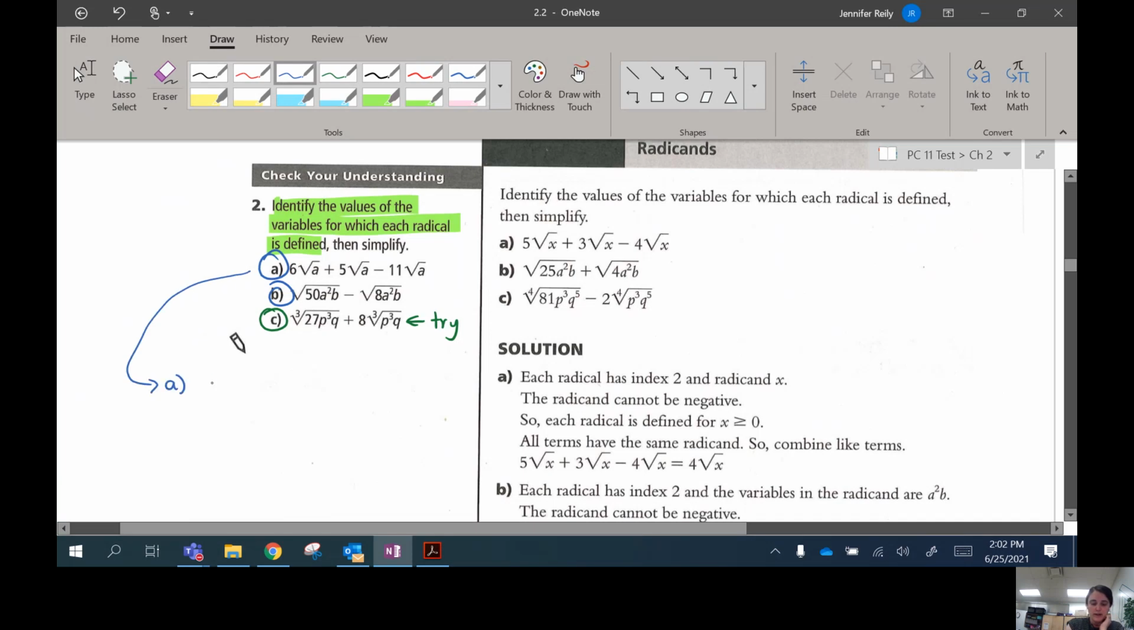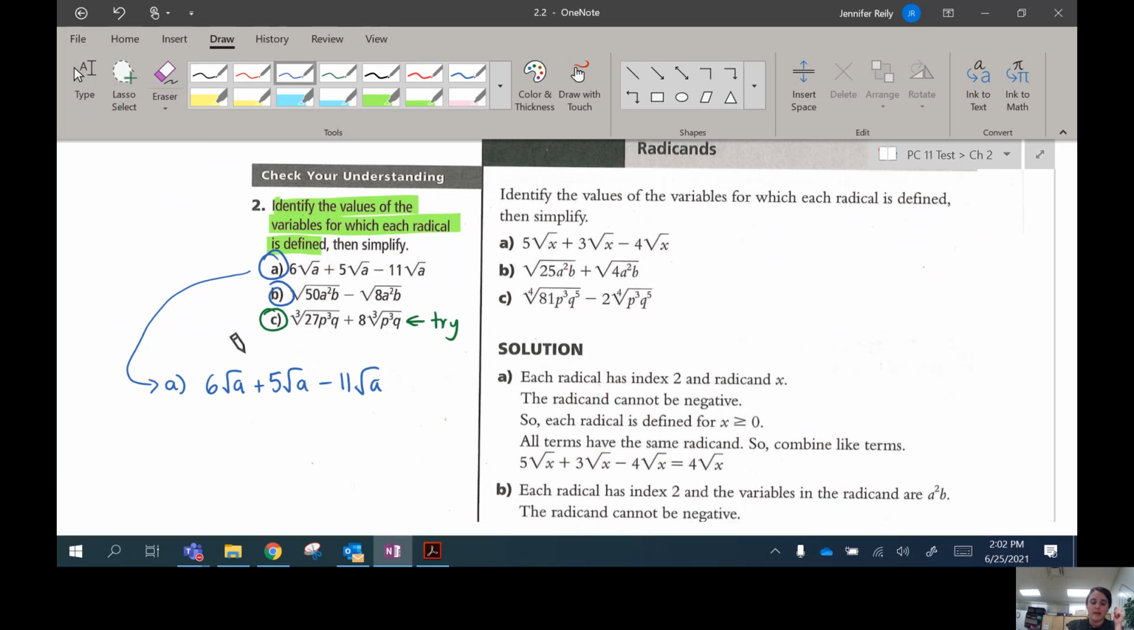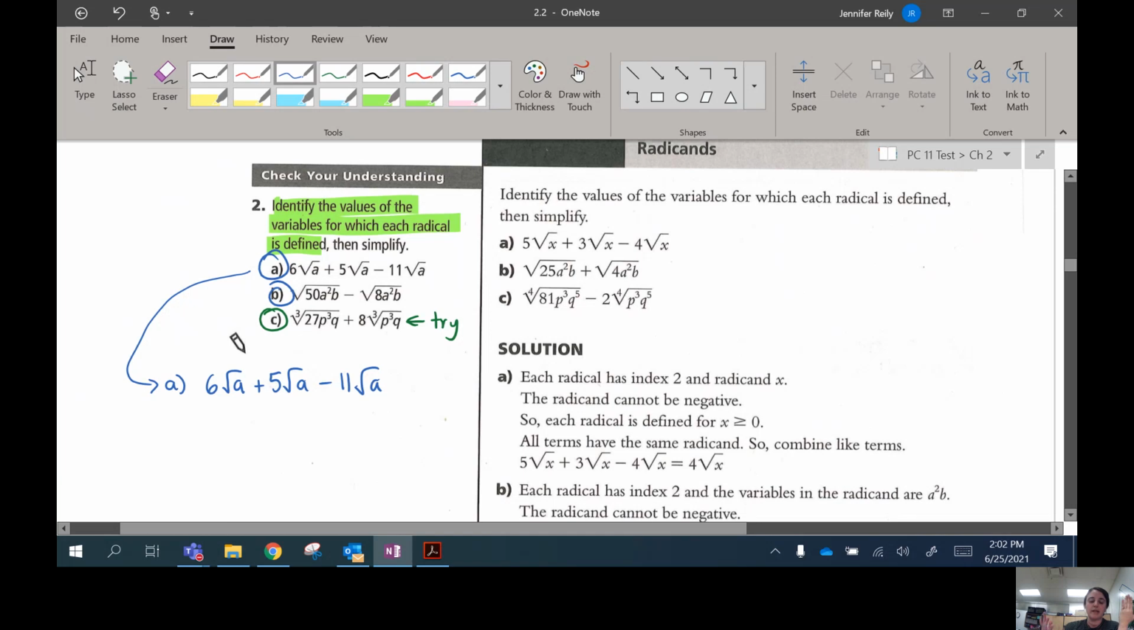So we're going to be using some of those same skills we developed last section as well. Okay, so I'm going to rewrite this here: 6 square root a plus 5 square root a minus 11 square root a. So let's just do this first part in green here. These are all square roots, so the radicands must be positive. So that means a has to be greater than or equal to 0, since the radicands are all a, so a has to be a positive or 0 number.